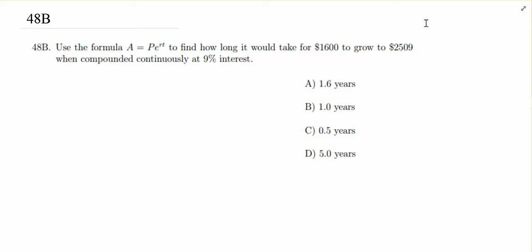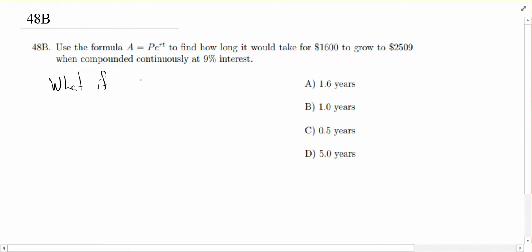So, let's take a step back for a second. Let's just become reasonable human beings here. We started with $1,600. If we're going to end up with 2509, we made about $900 of interest, technically $909. Let's do some basic math without the continuously compounded, and let's just say, what if this were 10% simple interest for a year?